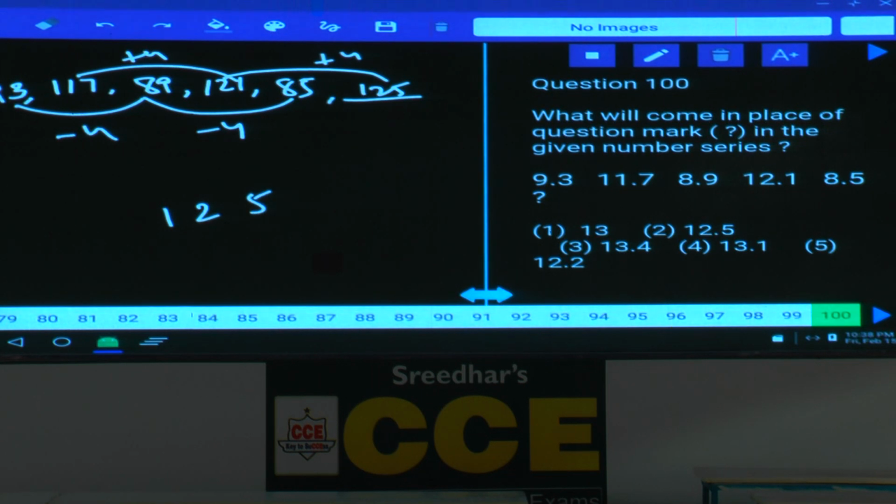Earlier we multiplied the number with 10. Now we should divide that one with 10. Hence 12.5, that is choice 2 is the answer. Clear now? And this is about paper number 50, question numbers 31 to 35, 96 to 100. Yes, anything else to be discussed in this? Paper number 50, any more doubts, tell me?